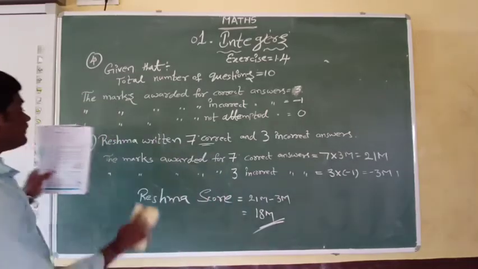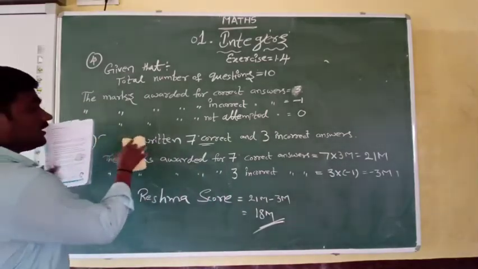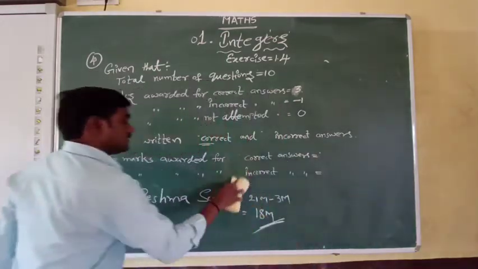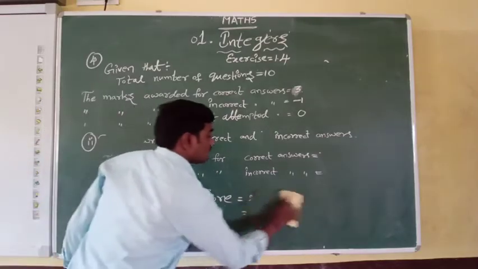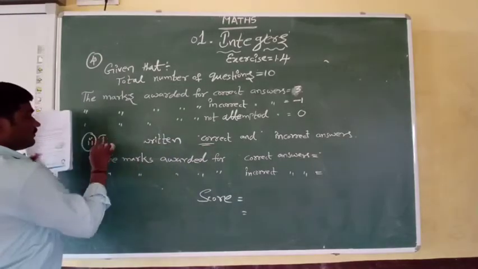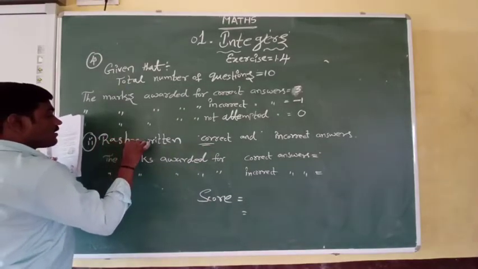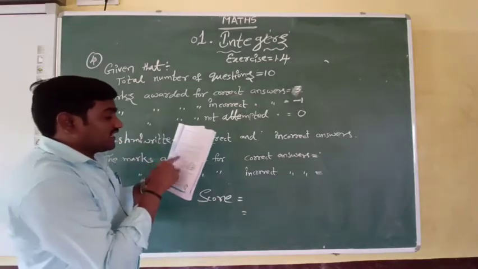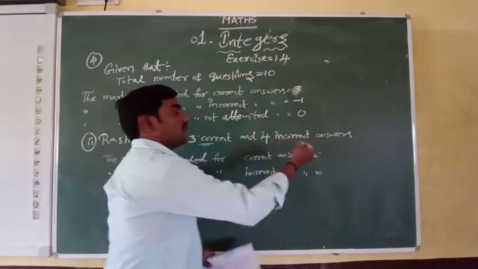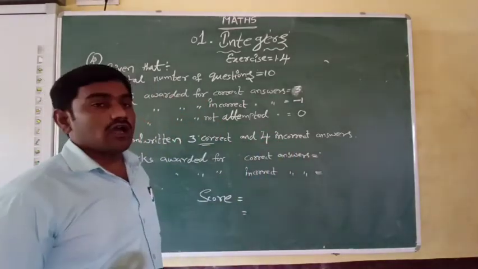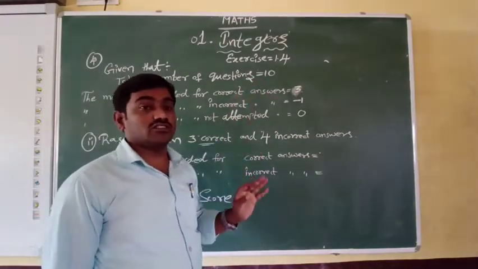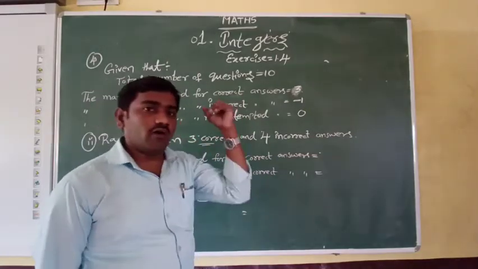So here again the third person, Rashmi. Regarding the third one, we go for that. So very simple, this kind of answers. Rashmi has written 3 correct answers and 4 incorrect answers. Out of 10 questions, she attempted only 7 questions. In those 7, 3 are correct, 4 are incorrect.